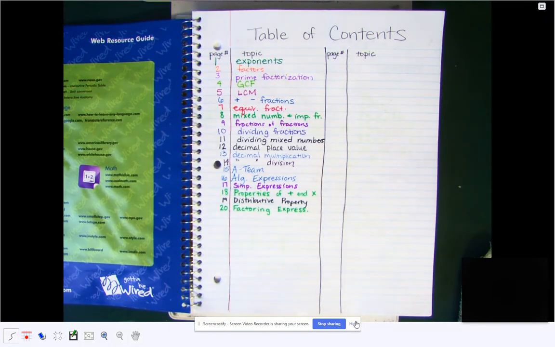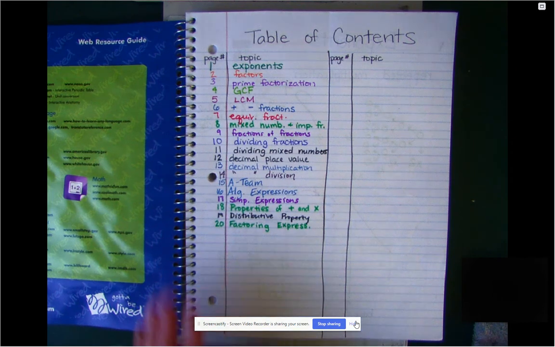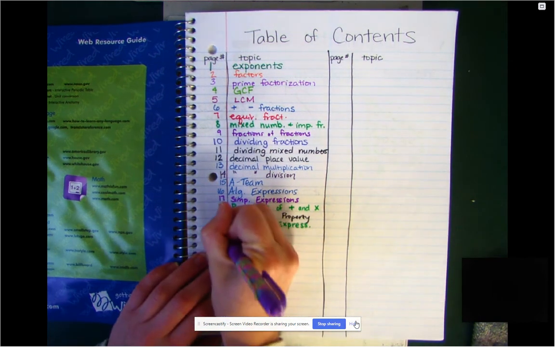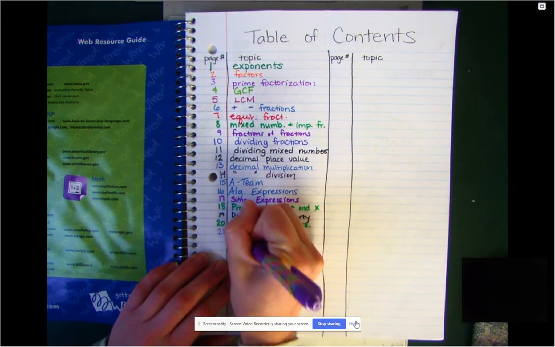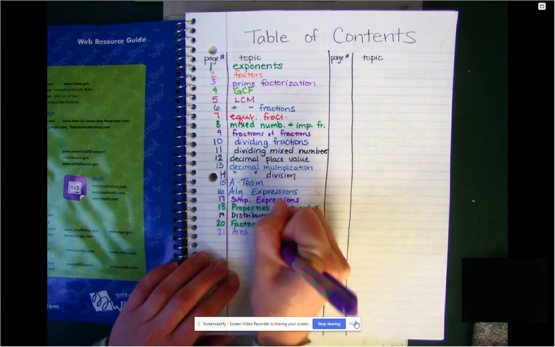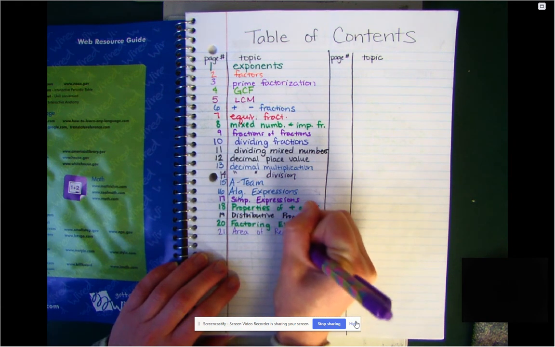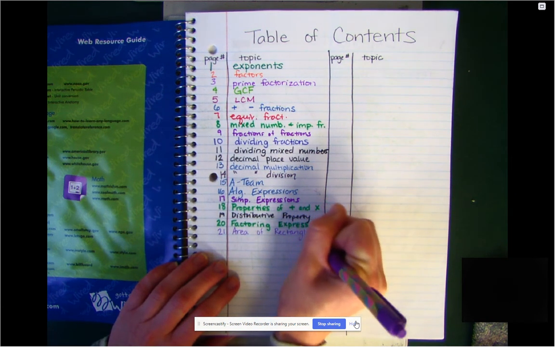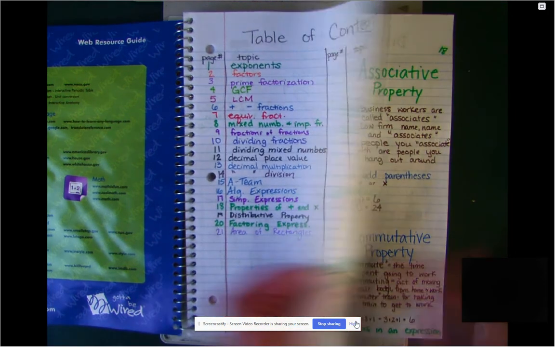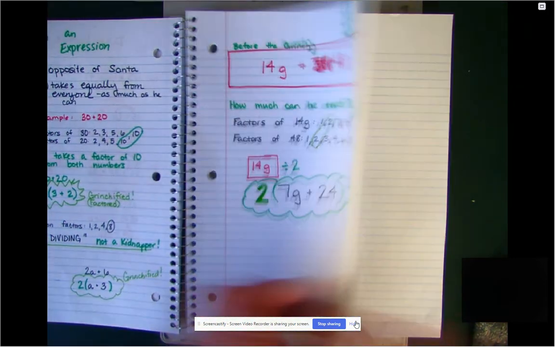All right, so we are going to be on page 21, and today we're talking about the area of rectangles, which should be a review, like way back review.